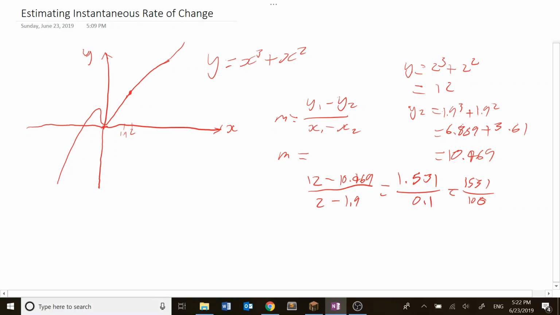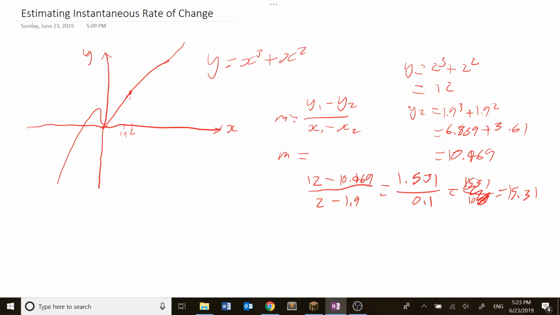So it's about, because I'm not even sure if that's right, 15.3 is our estimate of our average rate of change. So that's approximately the gradient at that point there. So that's how you estimate your instantaneous rate of change.